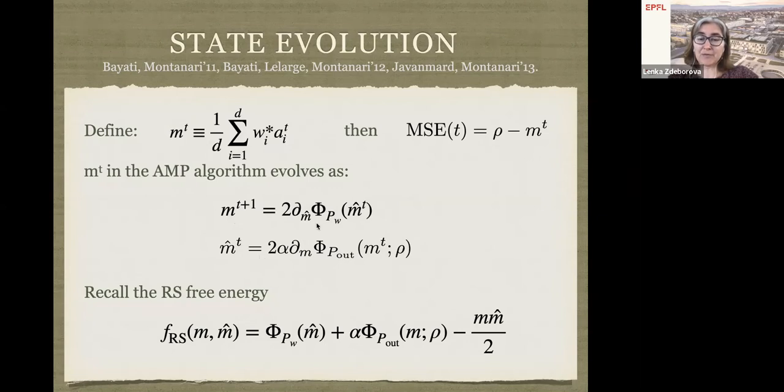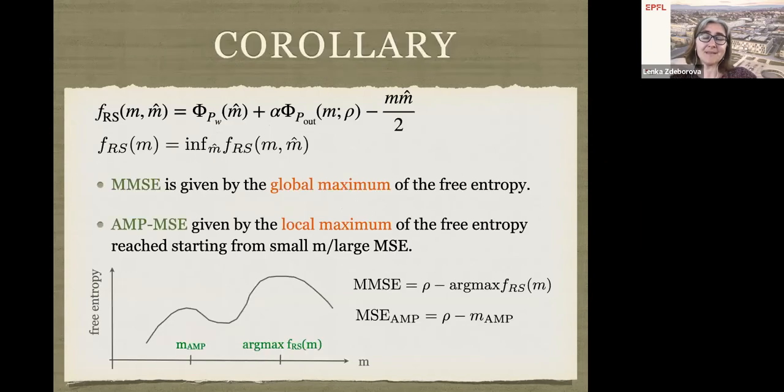Interestingly, those functions were the very same ones that appeared in the free energy that I showed you a few slides back. So the behavior of this algorithm is very intrinsically related to the same formula for the free energy. And once this is put together, the corollary is that you have this one formula depending on two scalar variables.